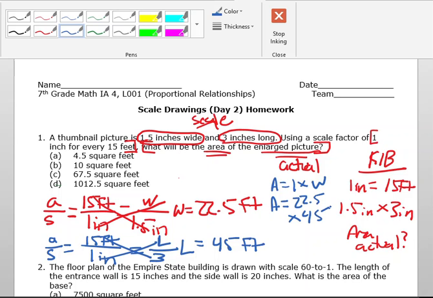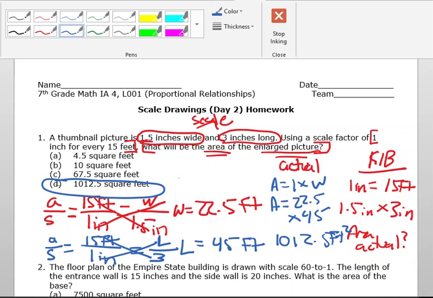I am going to get 1,012 and 5/10 square feet. 1012.5 feet squared. And looky here, that is absolutely a possibility. Now, if I had done, well then what's 1.5 times 3? I would have gotten 4.5, right? So this is sort of the tricky, close confuser here.